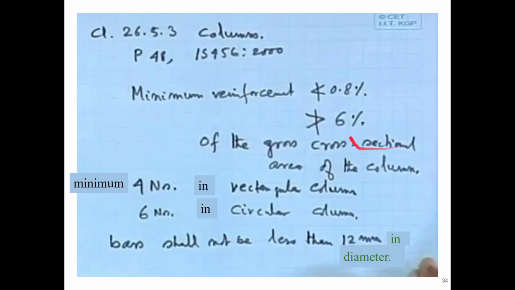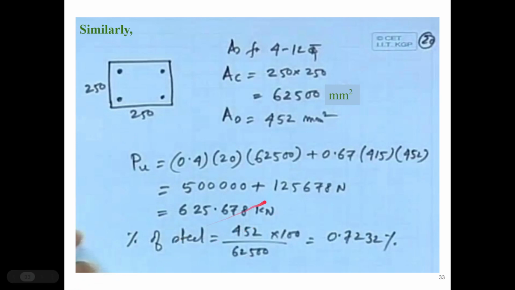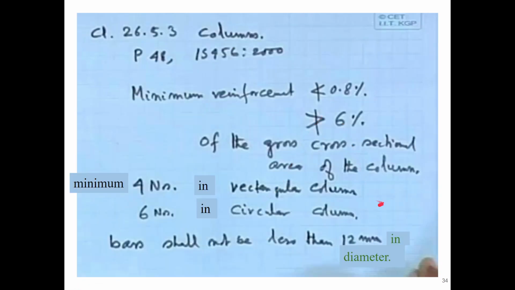And it should not be greater than 6%. It should be between 0.8 and 6%: greater than 0.8 but less than 6. That is the minimum reinforcement, and basically it is the longitudinal reinforcement. For the cross-sectional area of the column, we have to take reinforcement which is between 0.8% to 6% of the cross-sectional area.